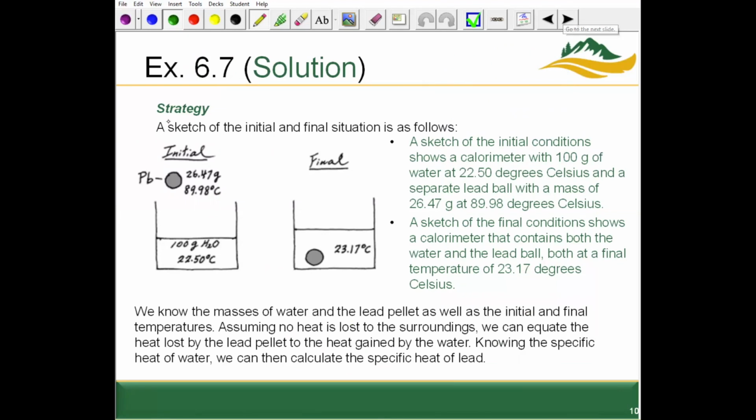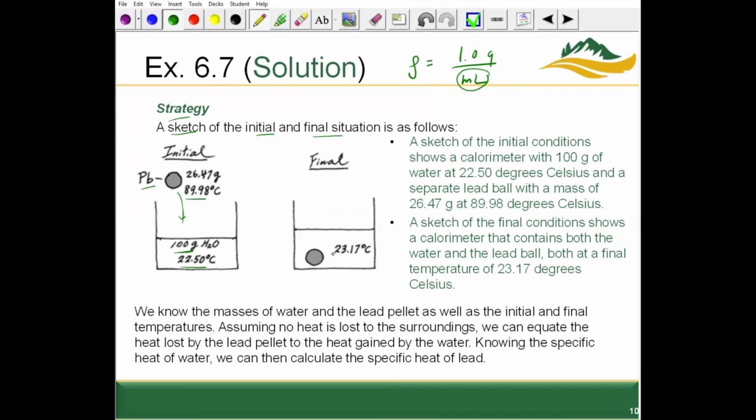So it is a good idea to sketch this out if it's helpful to you. So here we have a sketch of the initial and final situations. We have 100 milliliters of water. The density of water is 1 gram per milliliter. So for 100 milliliters, we'll actually calculate this two together. That's 100 grams of water. It starts out at this temperature, then the lead gets placed into the water. So it's not technically a reaction that's taking place. We're just putting a piece of metal that's at a different temperature into water.